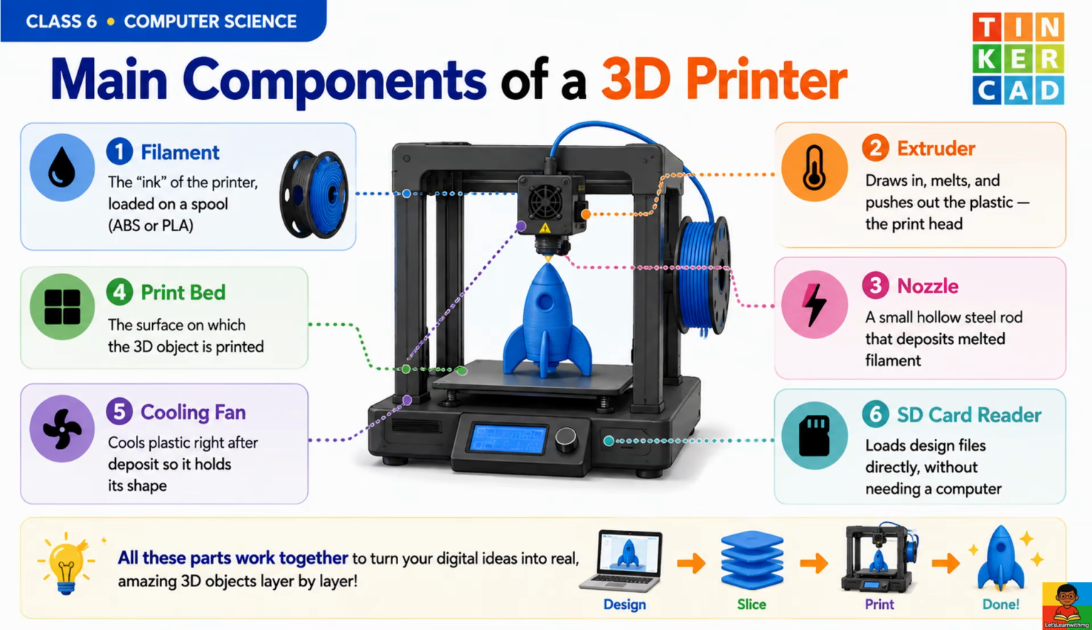The main components of a 3D printer include filament, the printer's ink, which is loaded on a spool and can be ABS or PLA. The extruder draws in, melts, and pushes out the plastic. It is the print head. The nozzle is a small hollow steel rod that deposits melted filament. The print bed is the surface on which the 3D object is printed. The cooling fan cools the plastic right after it is deposited so it holds its shape. The SD card reader loads design files directly without needing a computer.